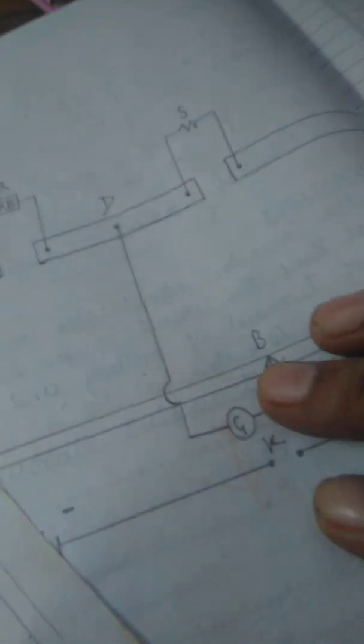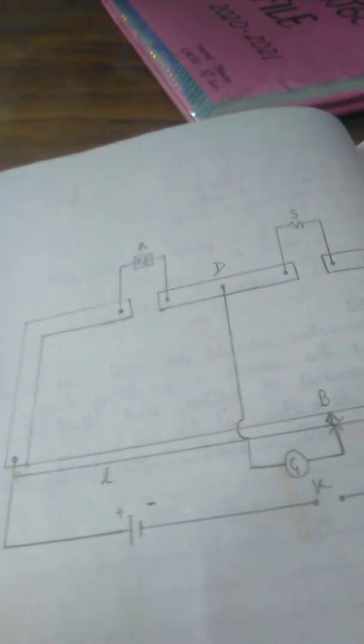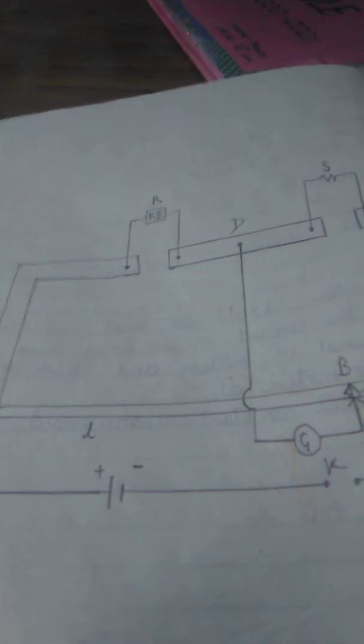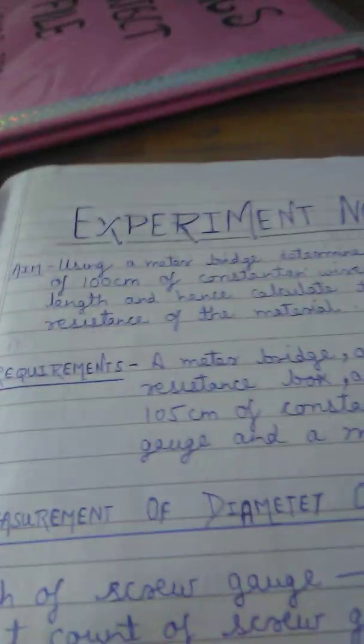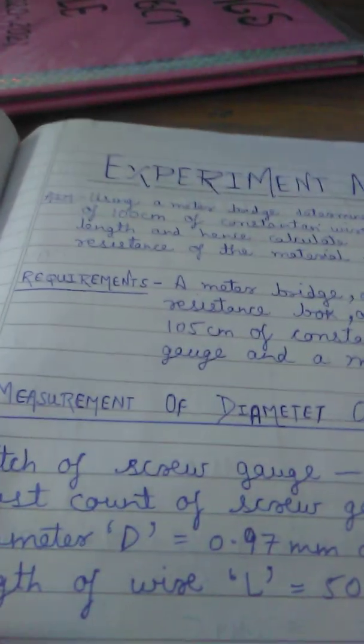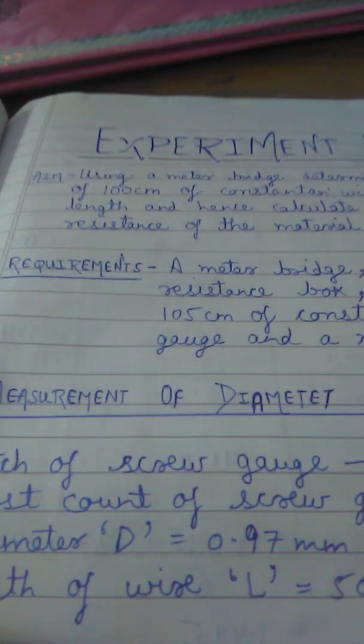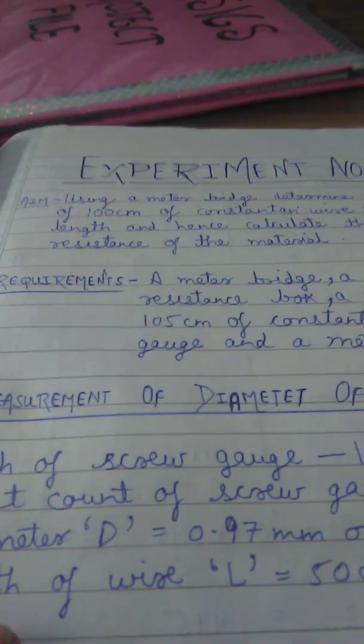Now let us see how to do the calculation. For calculation, let me show you each and everything first. Say this is your circuit diagram. Okay, this is the circuit diagram, and we have to note down each and everything. This is experiment number 5, and whatever the requirement is, it is all given in your manual, so you have to note it down from there.